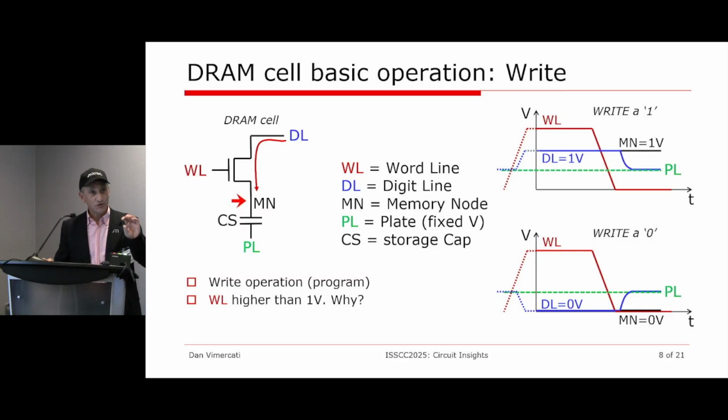And then in order to store that value, to save that value, we just need to turn off the access transistor, lowering the word line. So the word line goes down, keeping a little bit the digit line again high for being sure that we are not creating any disruption in the memory node voltage. And then when it is fully down, we can lower the digit line to the plate value. And that is possible now because the access transistor is off. So it's like an open circuit, and we are saving something on the memory node.